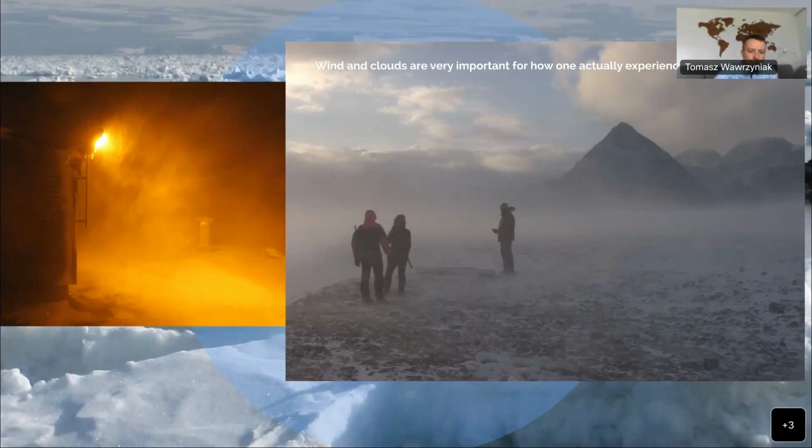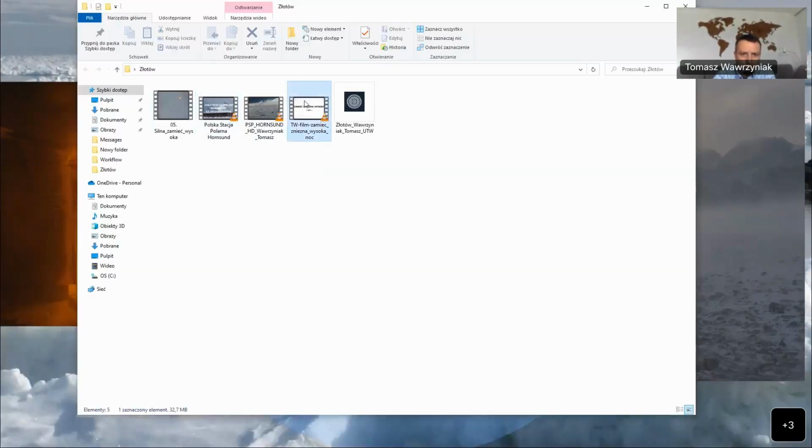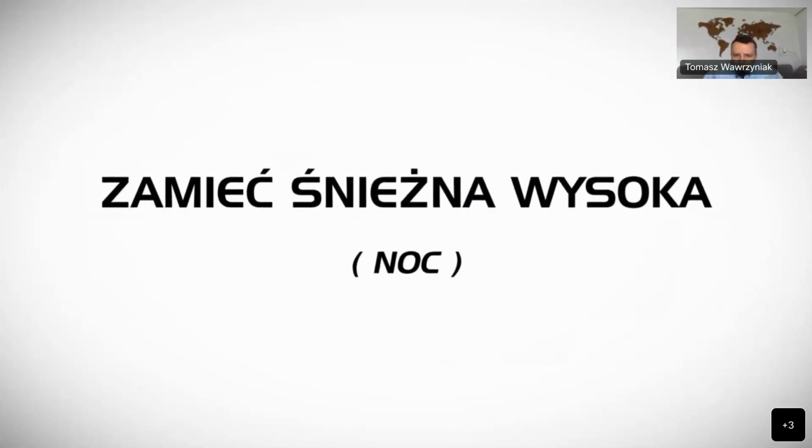Now I want to show you how bad it can be once there is snow drift. This is how it looks during winter. During polar night, you can see that the conditions are so bad that it's really hard to go outside of our station. It's really not safe to go far from the main building.